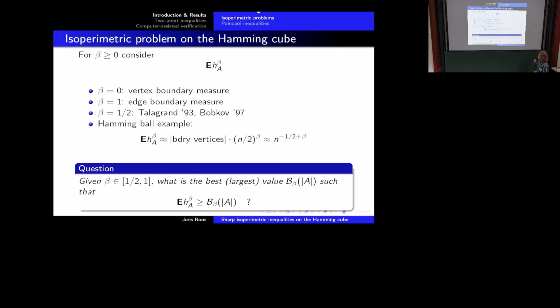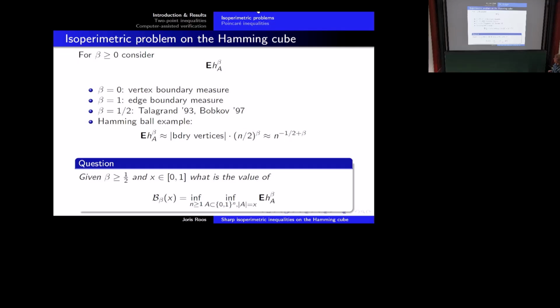And now what I want to know is exactly what is the answer to the minimization problem. So given some beta between 1/2 and 1, what is the best value b_beta of the volume of A such that this inequality holds? So in other words, what is the value of the beta isoperimetric profile? Okay, so I fix my volume and I want to minimize this beta weighted boundary measure.